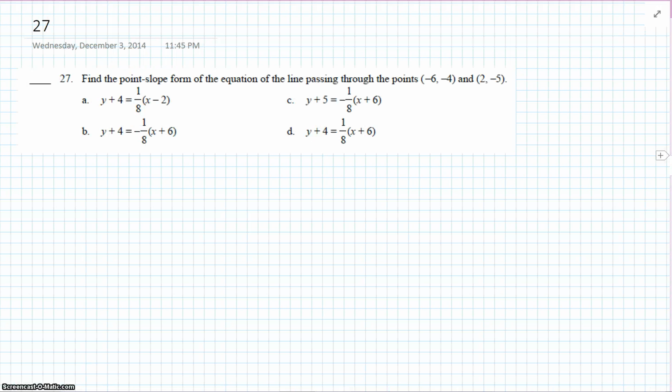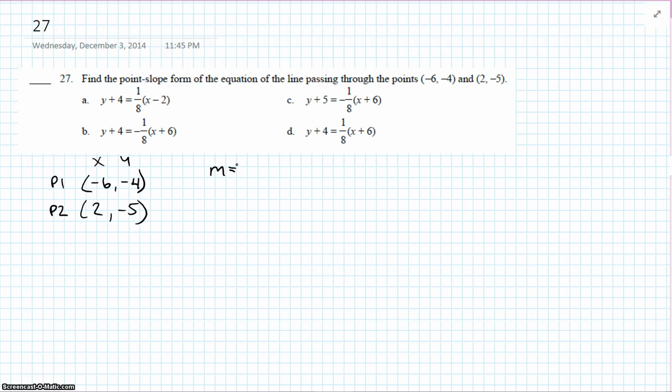Okay, 27. Find the point slope form of the equation of the line passing through points negative 6, negative 4, and 2, negative 5. Okay, first thing I'm going to do is label these point 1 and point 2 and their x and their y values. So negative 6, negative 4, 2, negative 5. So first thing you do is find the slope.